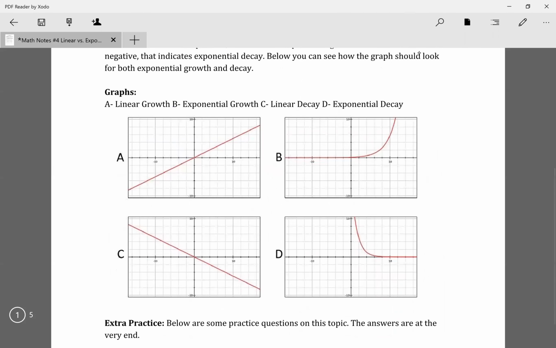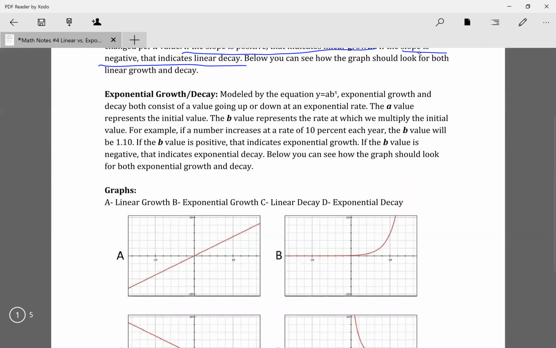And below I have the graphs here for linear growth and decay. A would be linear growth and C would be linear decay, which obviously won't look exactly like this, but it'll look something like this: a straight line going upwards or a straight line going downwards.